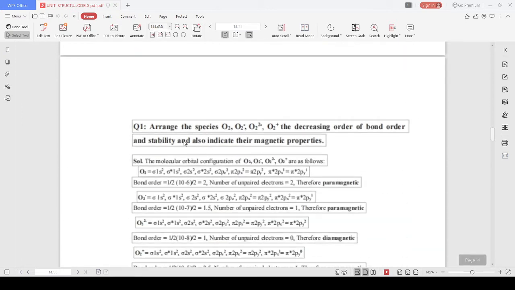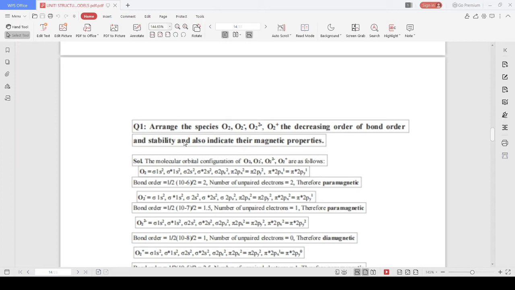Arrange the species O2, O2 minus, O2 2 minus, O2 plus in decreasing order of bond order and stability, and also indicate their magnetic properties. That is a very important question also.